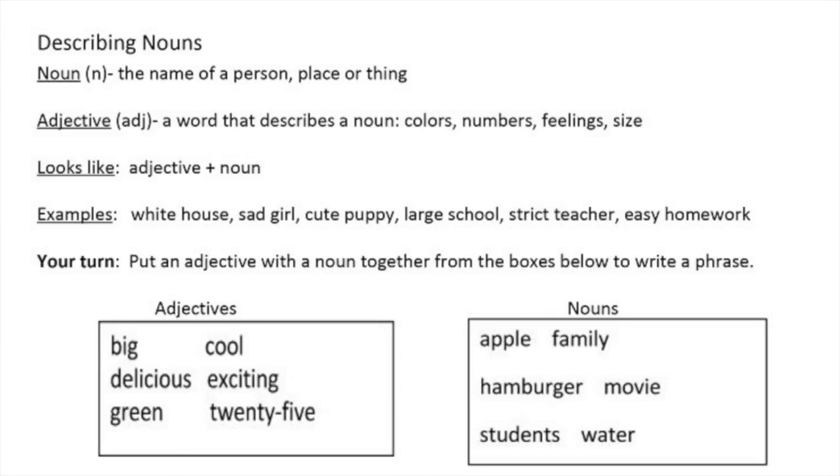One particular structure my ELL students struggle with is describing nouns. In many languages, the noun comes before the adjective. For example, in English, we say brown house. Many languages would reverse the word order and say house brown.